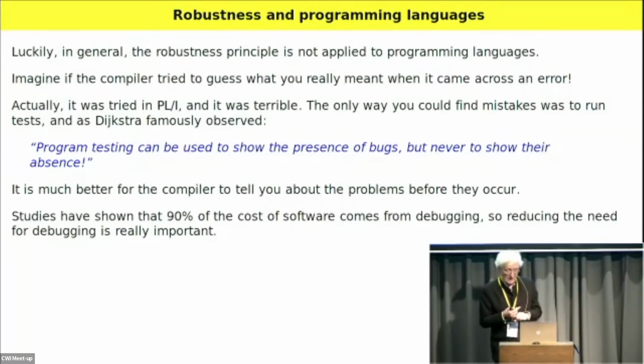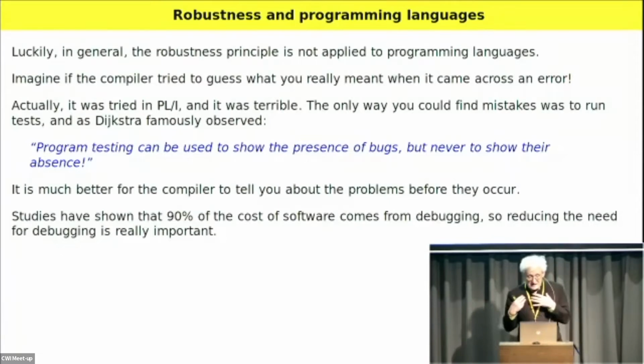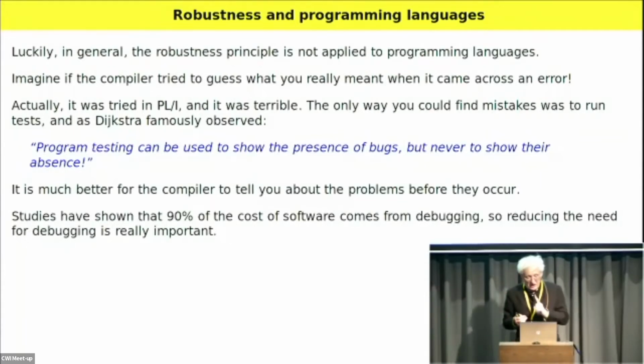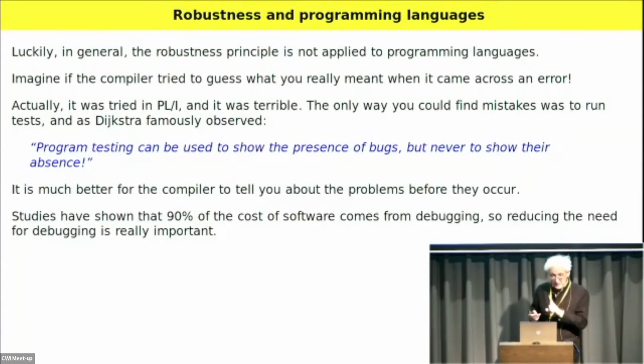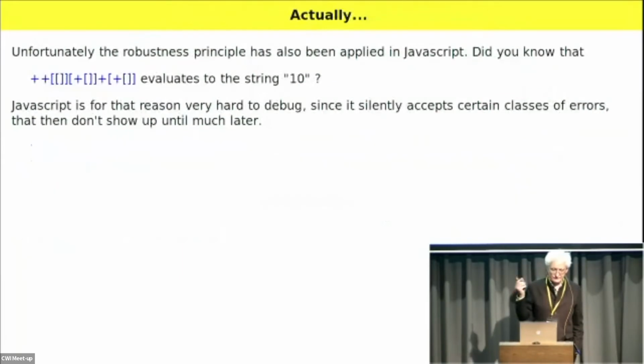That's another good example. I've got one more example after this as well. It's much better for us if the compiler says you've done something wrong, fix this before I do anything with it, because you only have to do that once. You don't have to keep searching for mistakes. Studies have shown that 90% of the cost of software comes from debugging. So reducing the need for debugging is of the essence.